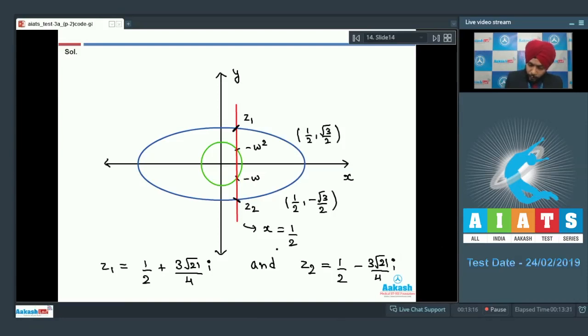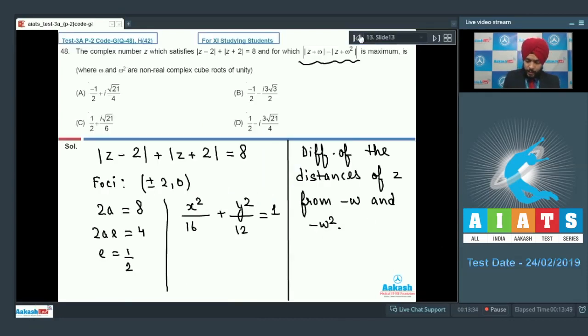So what you have to do? You have to solve x equal to half with x square upon 16 plus y square upon 12 equals 1. Okay? This is what we have to do. Here the value of y square will come, and here the values of y will come: 3 root 21 by 4 and minus 3 root 21 by 4. So let us check the values. Obviously we have 1 by 2 minus 3 root 21 by 4, which is option number D as the correct choice. Okay? Let us move on to 49.